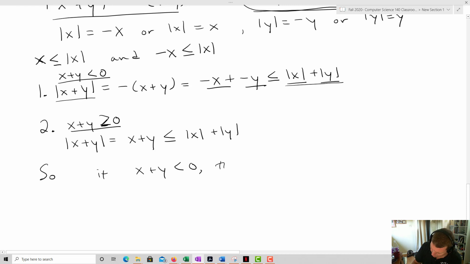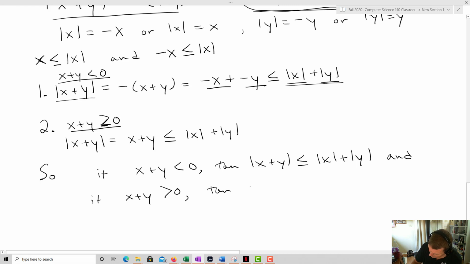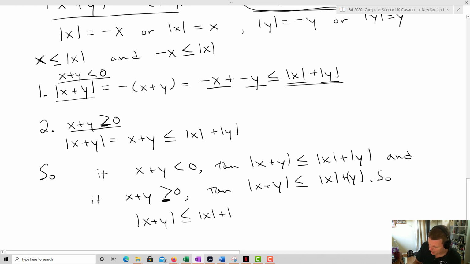So what that tells me is, basically, our end result here is if x plus y is less than 0, then the absolute value of x plus y is less than or equal to the absolute value of x plus the absolute value of y. And if x plus y is greater than or equal to 0, then the absolute value of x plus y is also less than or equal to the absolute value of x plus the absolute value of y. Well, we've exhausted our cases. So the absolute value of x plus y is going to be less than or equal to the absolute value of x plus the absolute value of y. And we are done. Okay?